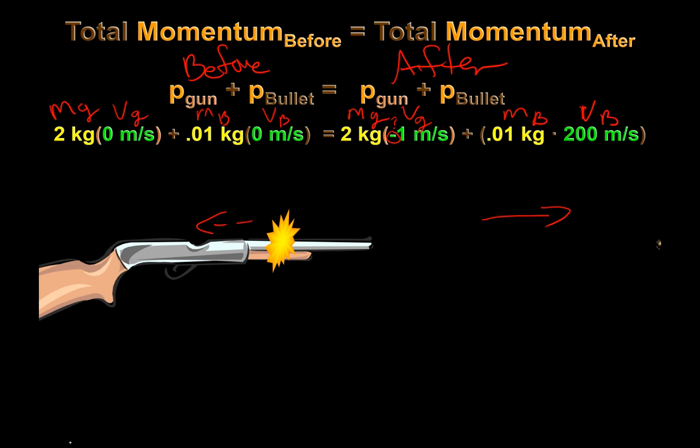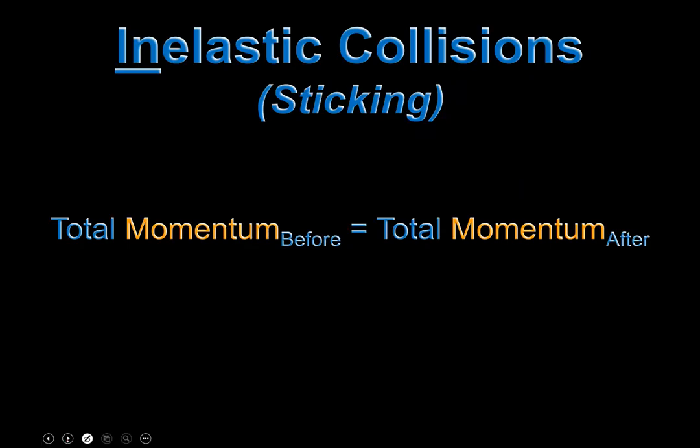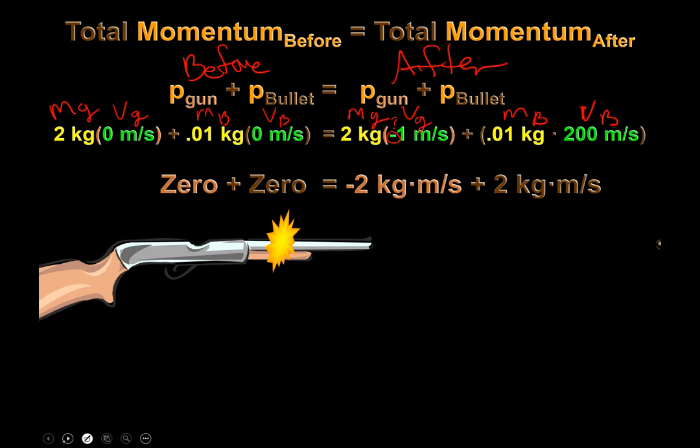There we go. Keep clicking on that. Now, 0 times anything gives you 0. And so you're just left with 2 times -1, and then 0.01 times 200. So you just get a -2 plus 2. So basically you're getting 0 equals 0. Both sides end up coming to 0.